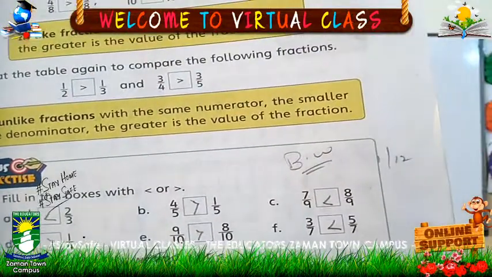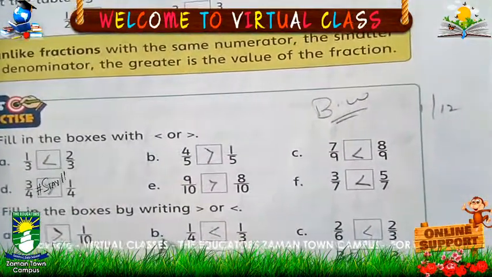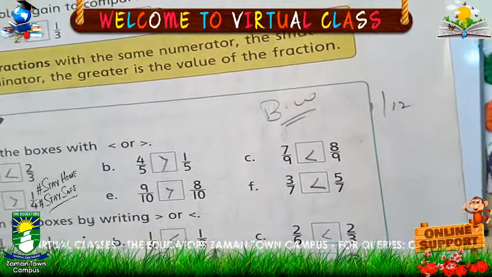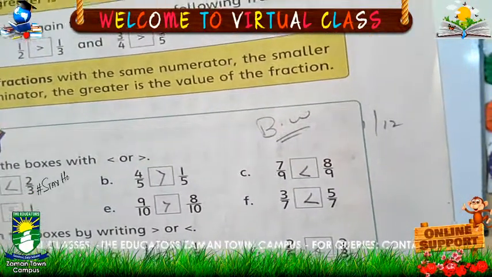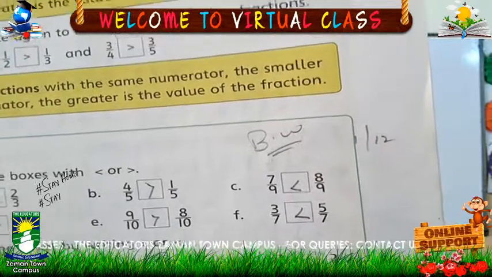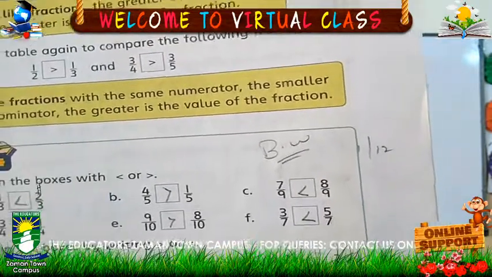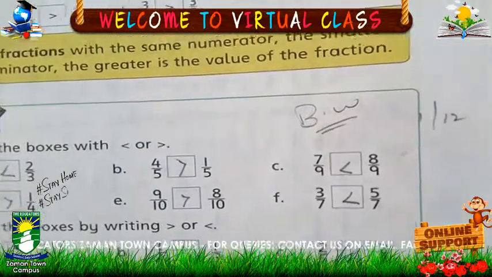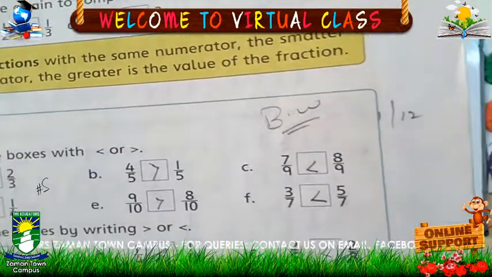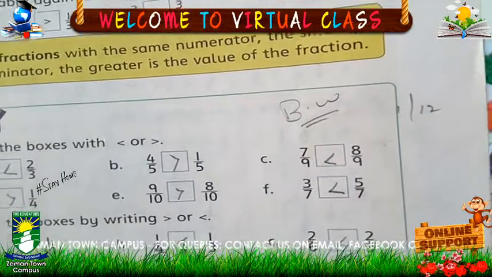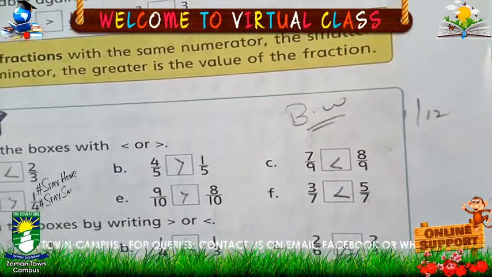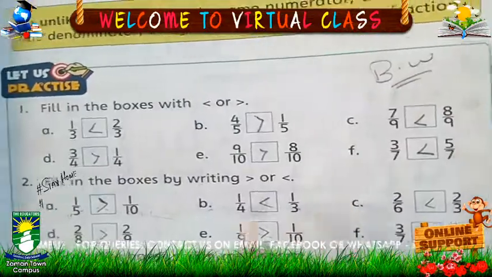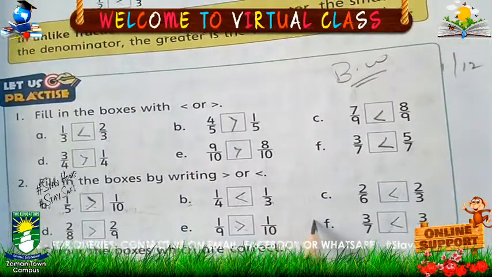Now come to number B. In question number B, we have 1 over 4 and 1 over 3. Now tell me, which fraction is having the smallest denominator? This one. So this is the greater fraction. We will put this open side symbol towards 3. Now you will do C, D, E, F by yourself.